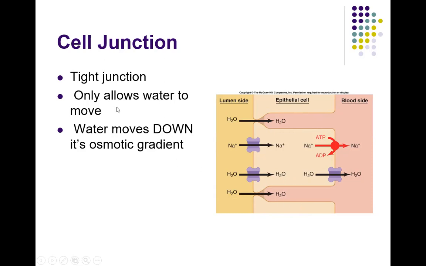And tight junctions are really important because they have a really tight connection. They allow water to move down its concentration gradient, or its osmotic gradient, but they are only letting that water move through those tight junctions. So right here, you're seeing that tight junction, so water can move through there.